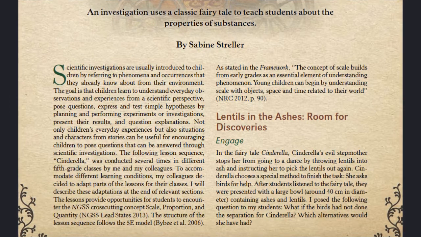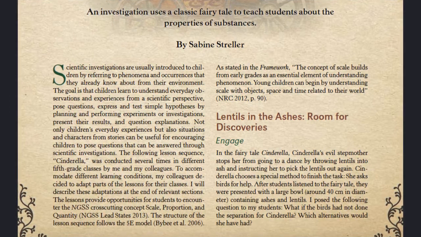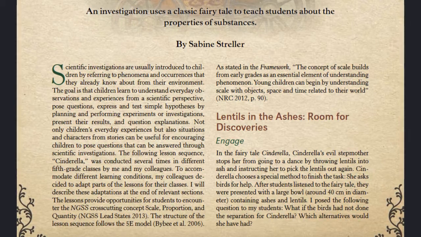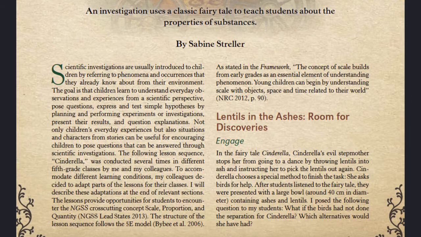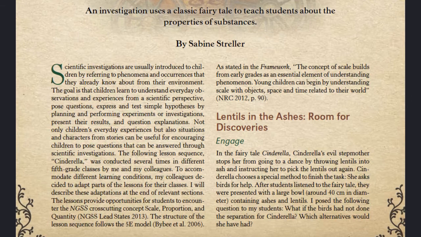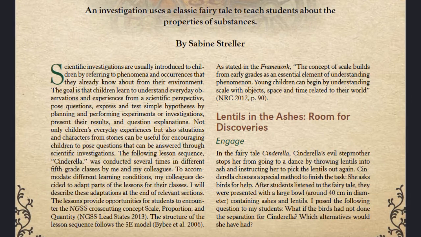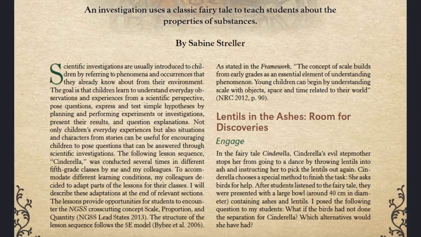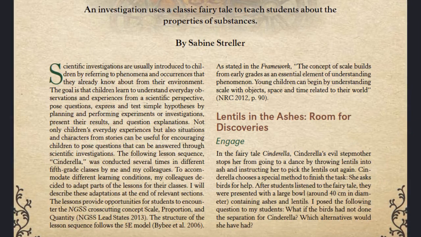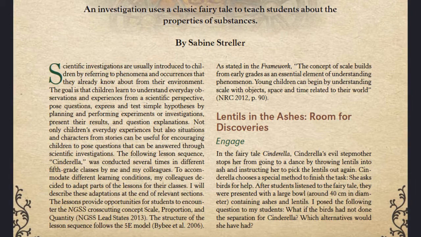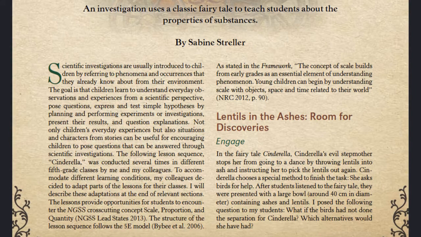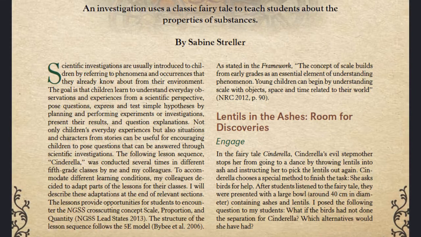The teacher told the students that in Cinderella's tale, the evil stepmother stops her from going to the dance by throwing lentils into ash and instructing her to pick the lentils out again. Cinderella chooses a special method to finish the task. She asks birds for help. After students listened to the fairy tale, the teacher presented to them a large bowl containing ashes and lentils, then asked them, what if the birds had not done the separation for Cinderella? Which alternatives would she have had?